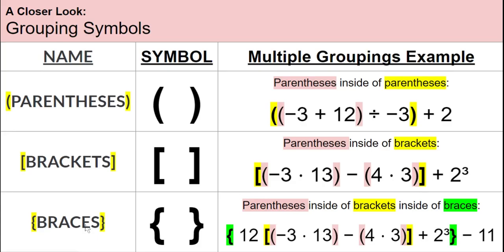All right, and then sometimes you might see braces. They're kind of like squiggly brackets. So you might see parentheses inside of brackets inside of braces. So again, we have two parentheses inside of the brackets, and then we have braces as well. So the bracket is inside of the brace. So we have to work our way on the inside, do the parentheses, then the brackets, and then the braces, and then we'll be okay. Let's look at some examples with this.